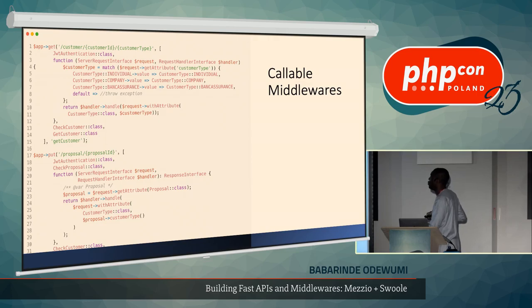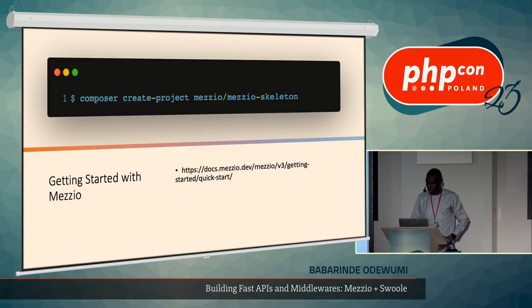I can now set that attribute here, and check customer can also use that same attribute. So you have these constructs where you can have middleware functions defined in your code without having to create a new class, so that you don't have too many classes. So this is also a possibility.